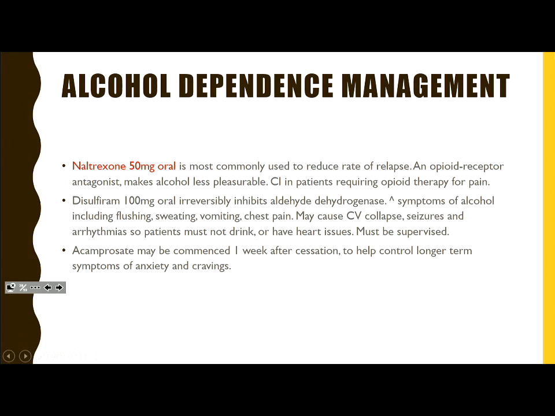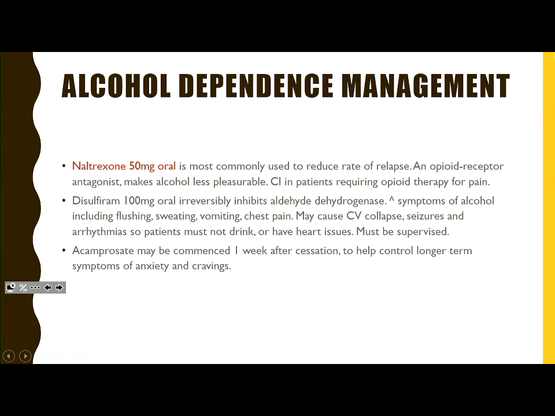In terms of alcohol dependence, there's a few different drugs you can give, but the most popular one is naltrexone. The way this one works is it's an opioid receptor antagonist, and so it removes all the pleasurable effects of alcohol. It's a really effective drug. The only group you can't use it in is if the patient is on other opioids for pain, because it blocks the effects of opioids to stop the pleasure, but that can also stop pain meds from working, so then the patient might be in severe pain.